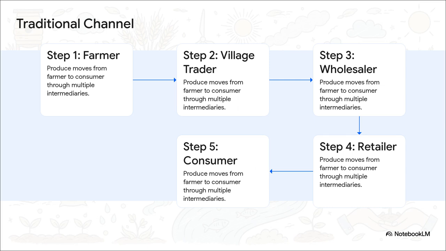A farmer in rural Maharashtra grows some amazing onions. Now, in the old traditional system, they might sell those onions to a local trader for just a few rupees a kilo. That trader then sells to a wholesaler, who sells to a retailer in Mumbai, who finally sells to you. By the time those onions are in your kitchen, the price has shot up. But guess what? The farmer's share is still tiny. And that's the problem we're trying to fix.